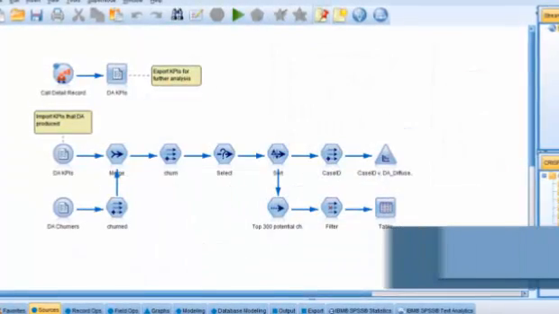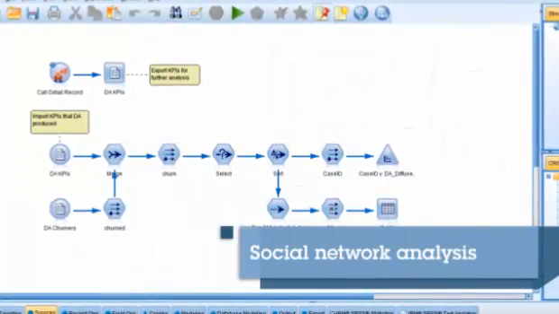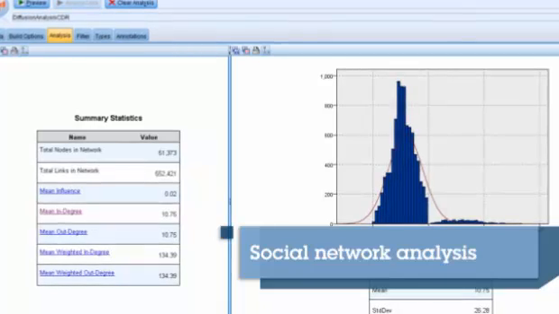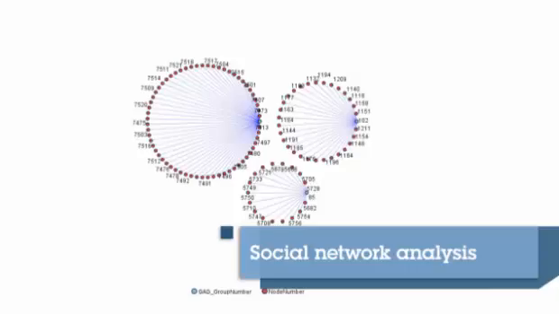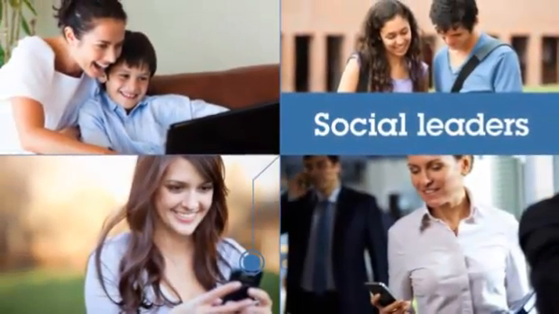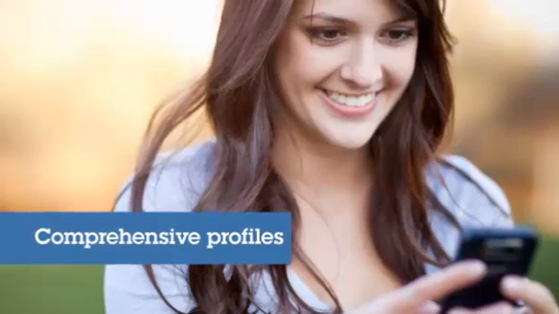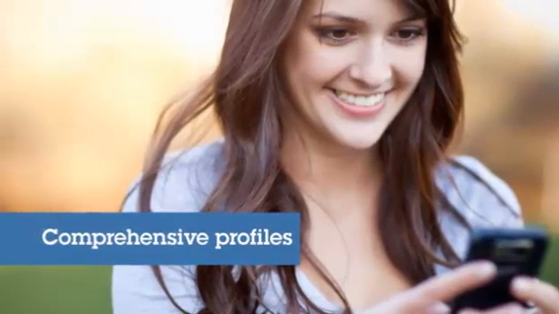SPSS Modeler also includes social network analysis capabilities. It transforms information about relationships into fields that show the social behavior of individuals and groups. You can then identify social leaders who influence the behavior of others in the network. Combine these results with other measures, and you can create comprehensive profiles of individuals to base your predictive models.